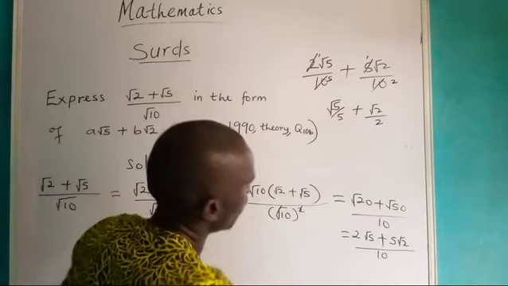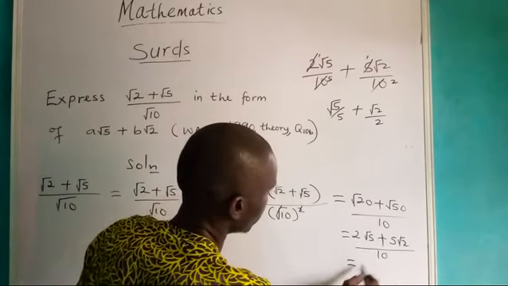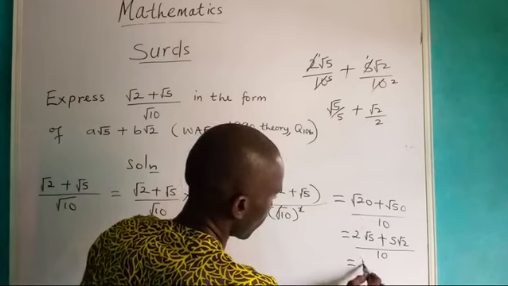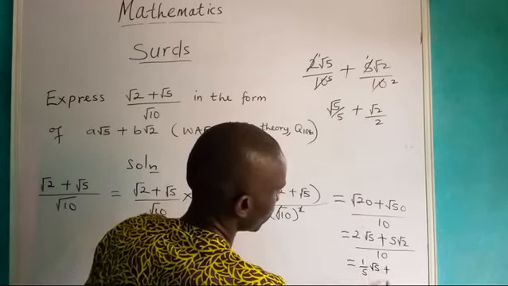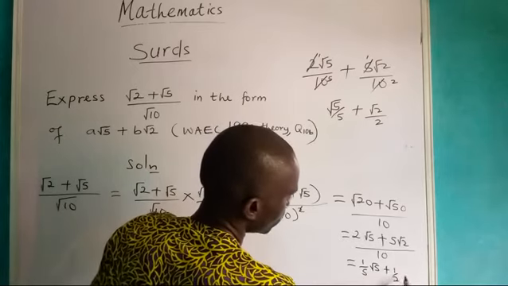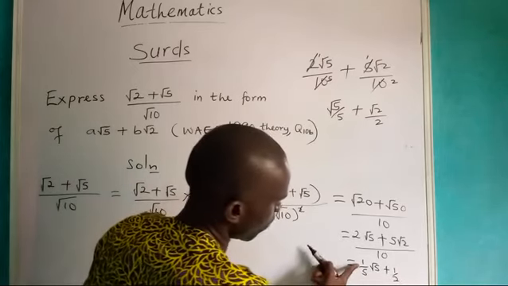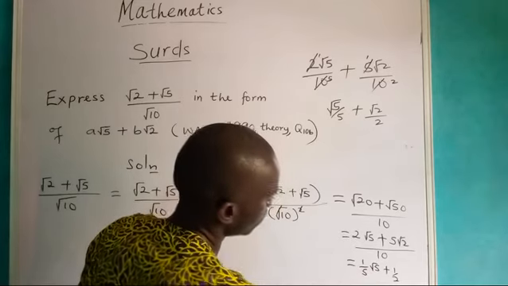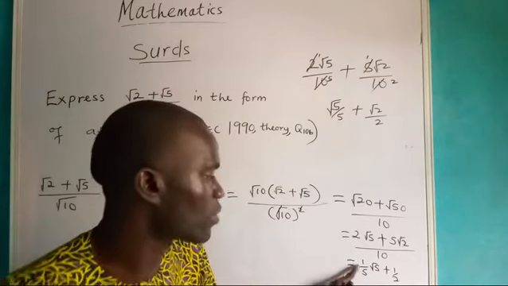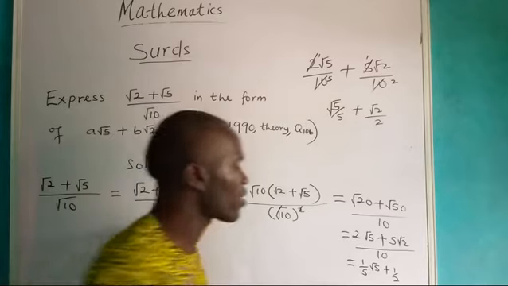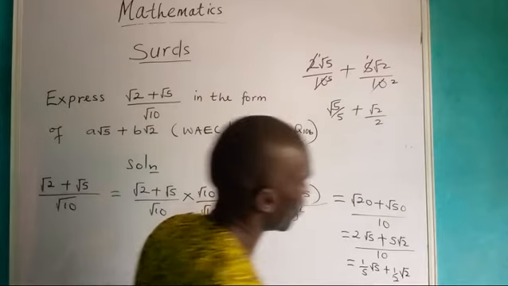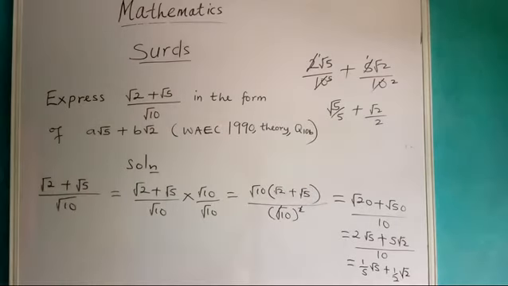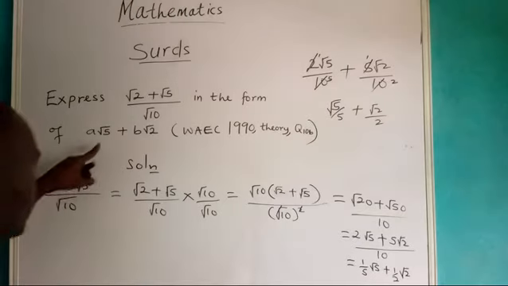This becomes 1 over root 5 plus 1 over 2. The first one is 1 over 5 root 5, please take note of this, and the other one is 1 over 2 root 2. This is what I have. Now I'm able to leave it in this very form.